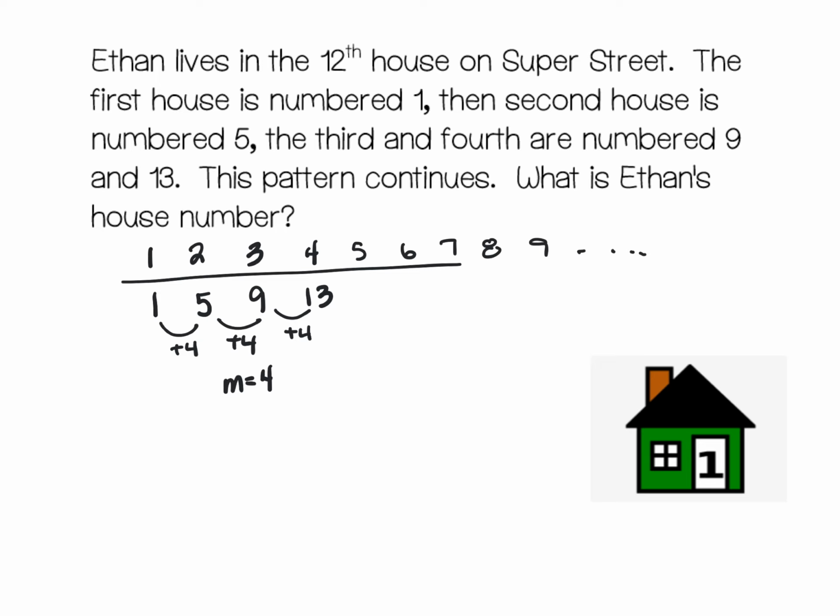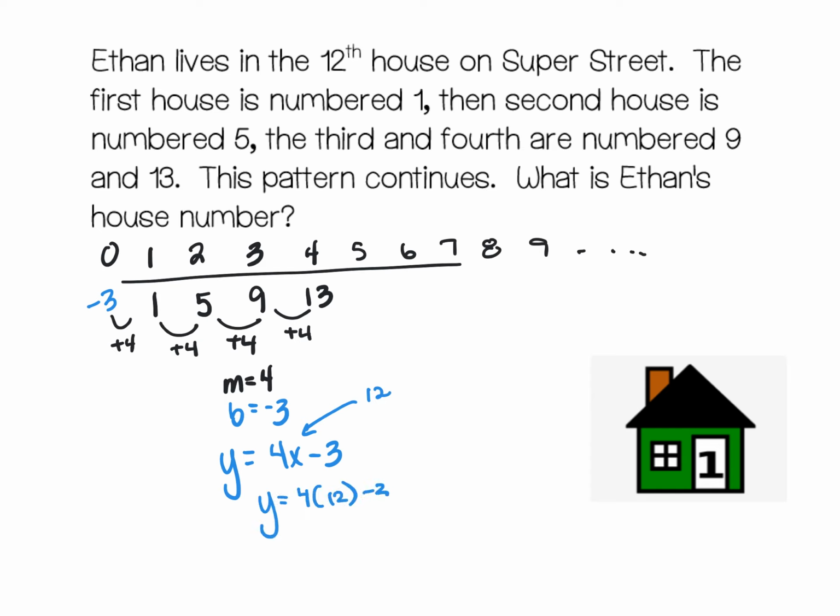So my slope is 4. I can work backwards and ask myself what number plus 4 gives me 1? That would be -3. So my b value is -3. So my equation is y equals 4x minus 3. My x, the house number that I'm interested in, is 12. So y equals 4 times 12, minus 3. So that's 48 minus 3, which is 45. So his house number is 45.